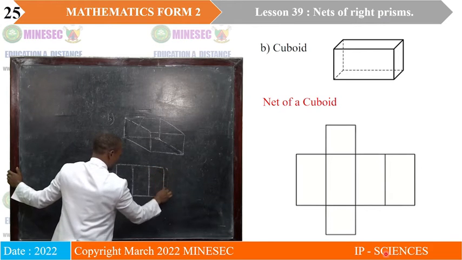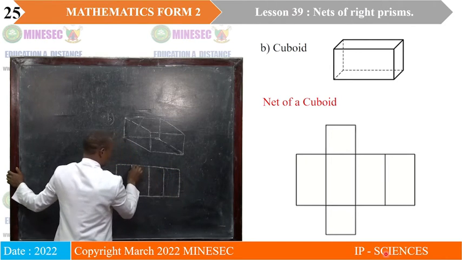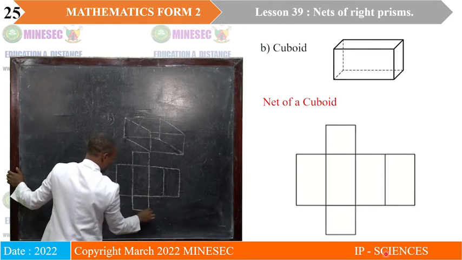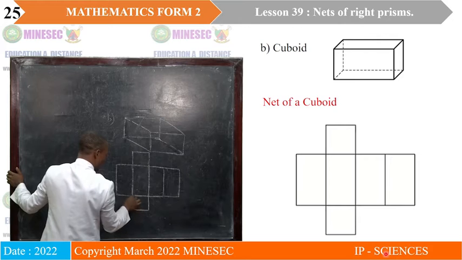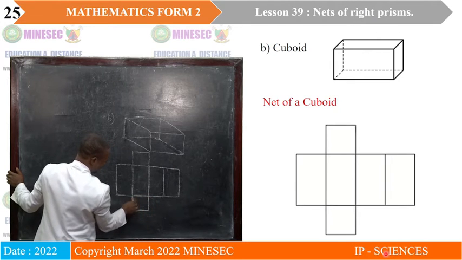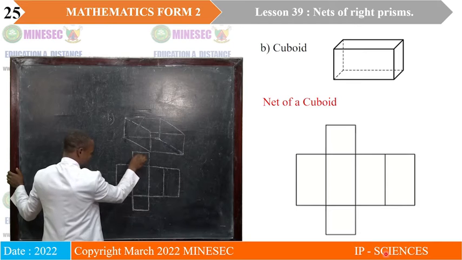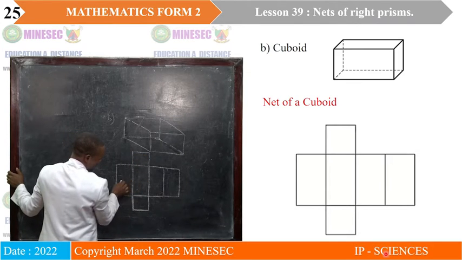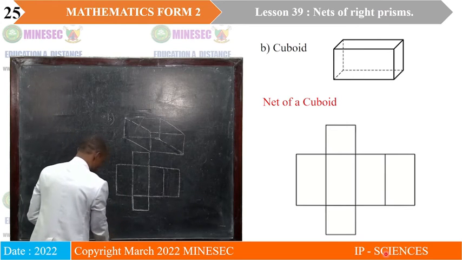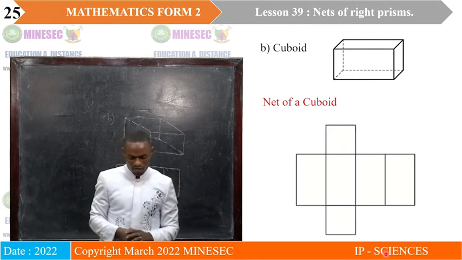Please, as you can see the illustration, you understand that not all the faces are identical, but care should be taken. They must have two pairs of opposite faces that are identical. Each pair of opposite faces must be identical. This one must be identical to this. Please, if you're drawing, note that very important for the cuboid. This face must be identical to this face. This face and this one must be identical. This one and this one must be identical. So that is one important aspect you need to note whenever you're coming out with the nets of right prisms, especially that of a cuboid.